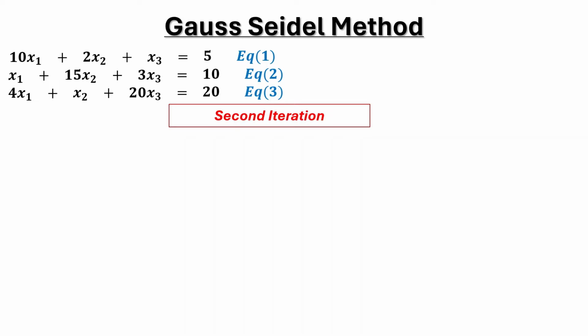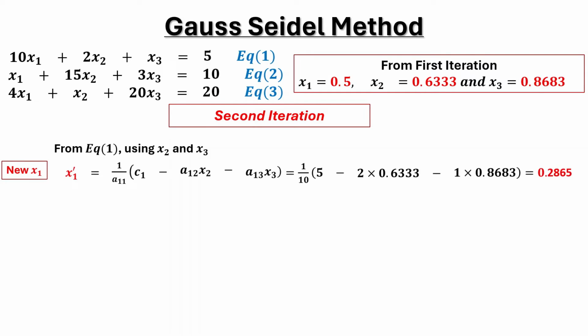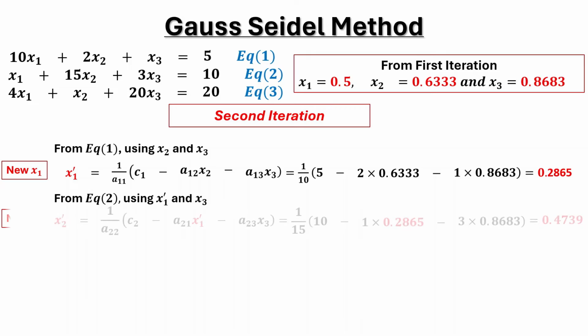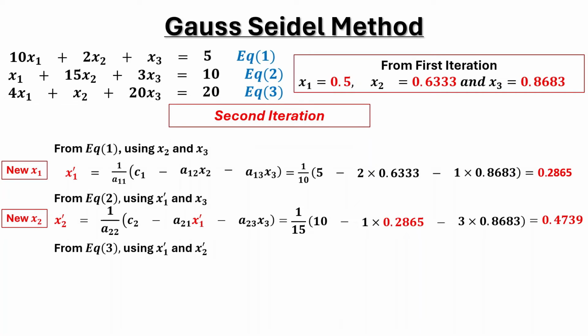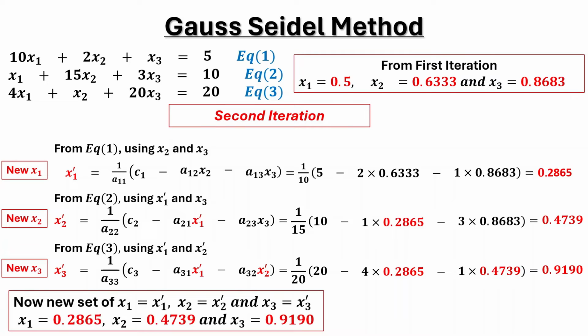Now let's go for the second iteration. From first iteration, we have x1, x2, and x3. From equation 1 using x2 and x3, new value of x1 denoted by x1 prime can be calculated as follows. From equation 2 using x1 prime and x3, we have new value of x2 denoted by x2 prime. And similarly from equation 3 using x1 prime and x2 prime, we have new value of x3 denoted by x3 prime. So now we have new set of x1, x2, and x3, and so on.